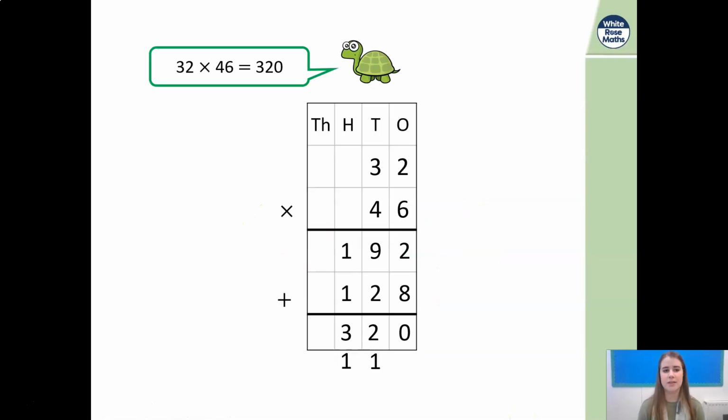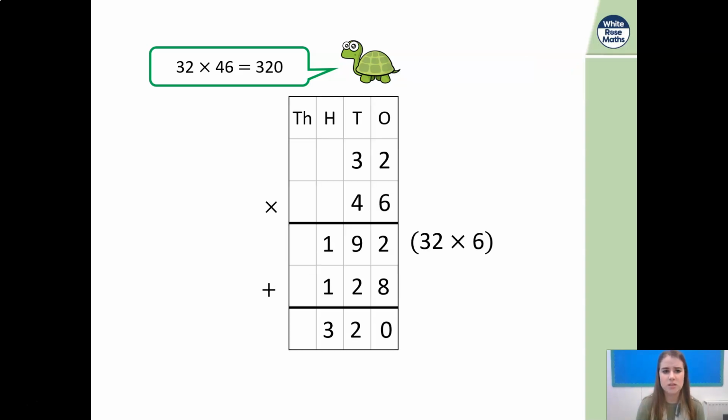Now Tiny here has said that 32 multiplied by 46 is 320. Do you think you can pause the video? Where do you think Tiny might have gone wrong? Okay, so well done for those eagle-eyed people out there if you've noticed. Actually here, the sum that he's done is 32 multiplied by 6 for the first part. But here, he's done what looks like 32 multiplied by 4. And you might be thinking, well, 32 multiplied by 4 is 128. But why is that wrong?